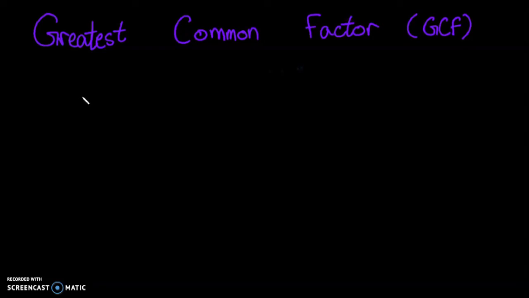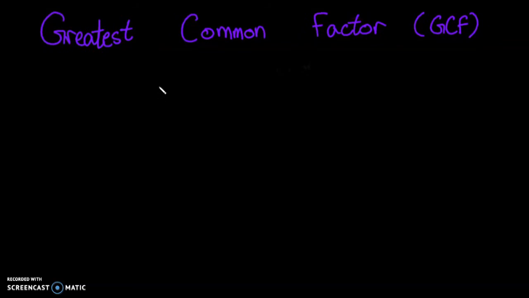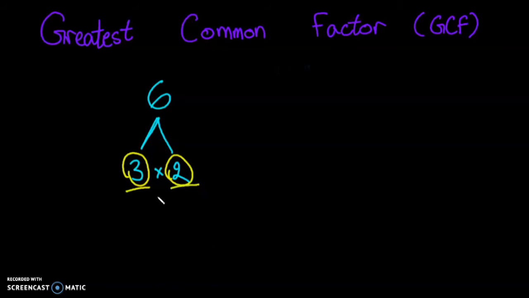Now, we've already talked about the least common multiple, or LCM for short. But now, we're going to be talking about the greatest common factor, or GCF. Before that, let's take the number 6 and try to separate it. We can separate it like 3 times 2. In one of my previous videos, we said that these numbers here, 3 and 2, are called factors.